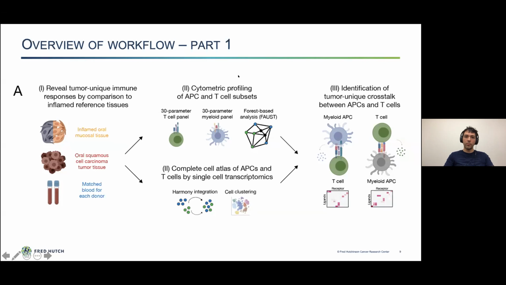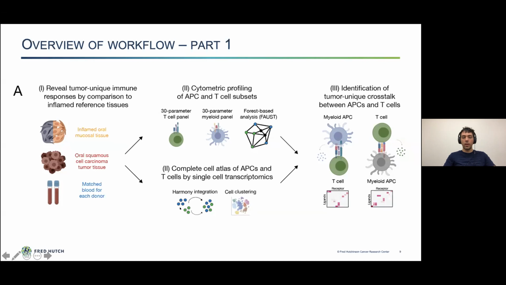In the first part of my talk, I'll be focusing on this upper part here, where we combined two 30-parameter panels that were centered either on T cells or on myeloid cells, and used a computational analysis approach that has been developed by a group here at the Fred Hutch to get a general overview of the different immune infiltrates in these two tissue sources.